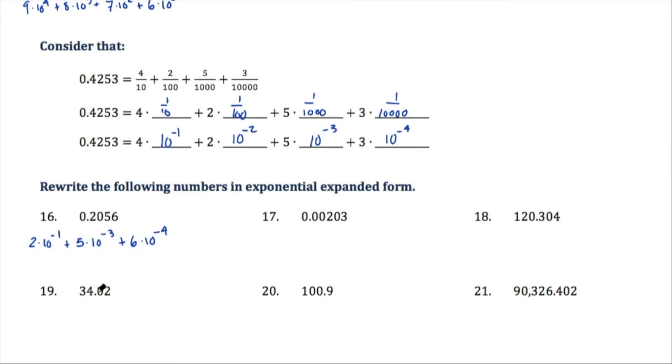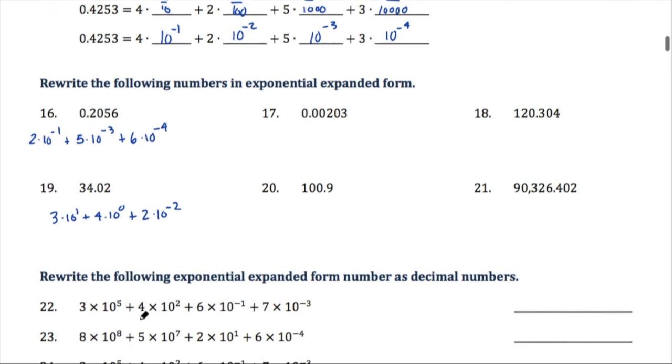Let's try number 19, which has whole numbers, but also parts that are greater than 1, and also parts that are less than 1. So we've got 3 times 10 to the first power plus 4 times 10 to the 0 power, plus we have nothing times 10 to the negative 1, but we have 2 times 10 to the negative 2. So we can represent an entire number as a product of numbers times 10 to different exponents.